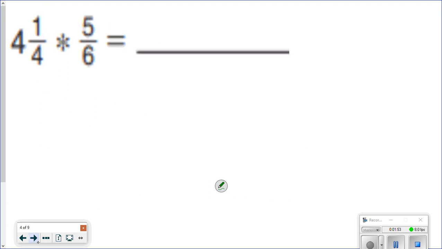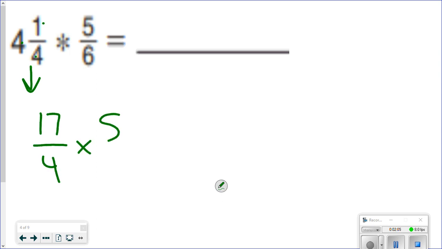We have 4 and 1/4 times 5/6. I have to change this mixed number into an improper fraction. 4 times 4 is 16 plus 1 is 17 over 4 times 5/6. There is no cross reducing that can be done here because 17 and 6, nothing can happen there, and 4 and 5, nothing can happen. So now we have to multiply. And this is what you're going to notice when you're multiplying mixed numbers. You're going to get some big numbers and you have to do the correct math.